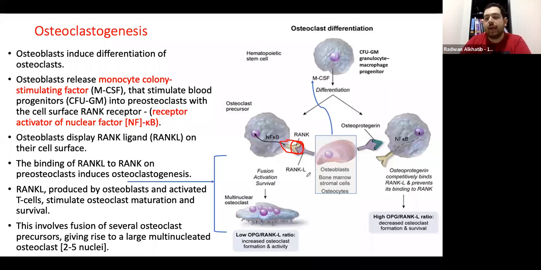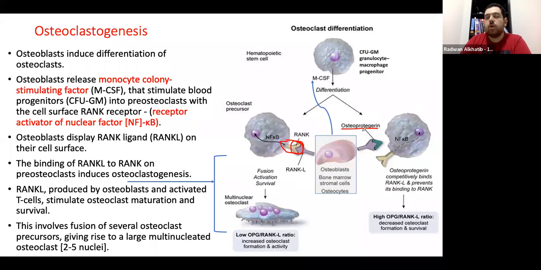But we have many RANK-L that are available and ready to activate more osteoclasts. So what do we do for this? The osteoblast will secrete a counter signal, an opposite signal, which is basically the OPG, the osteoprotegerin. This is also very important. This osteoprotegerin blocks the RANK-L, so that the RANK-L will not be able to bind to the RANK and activate more osteoclasts.